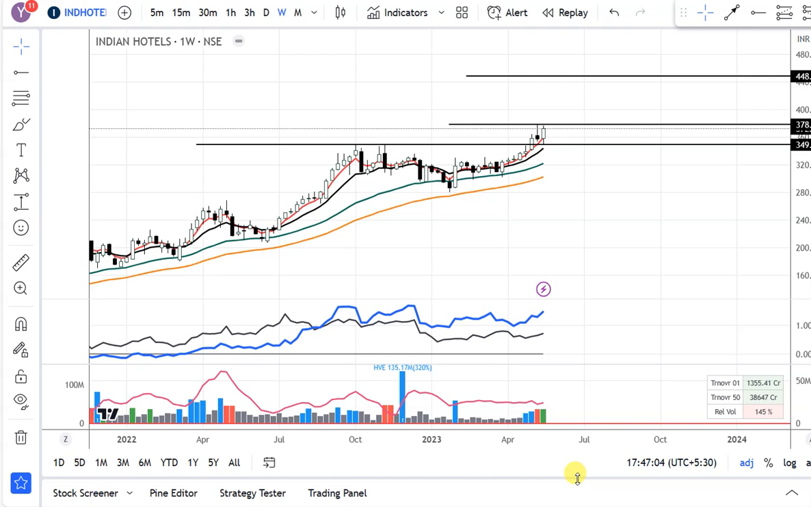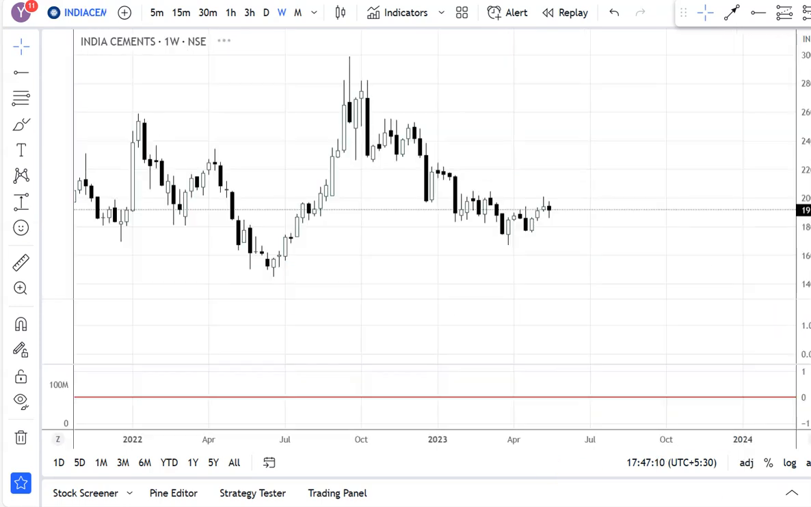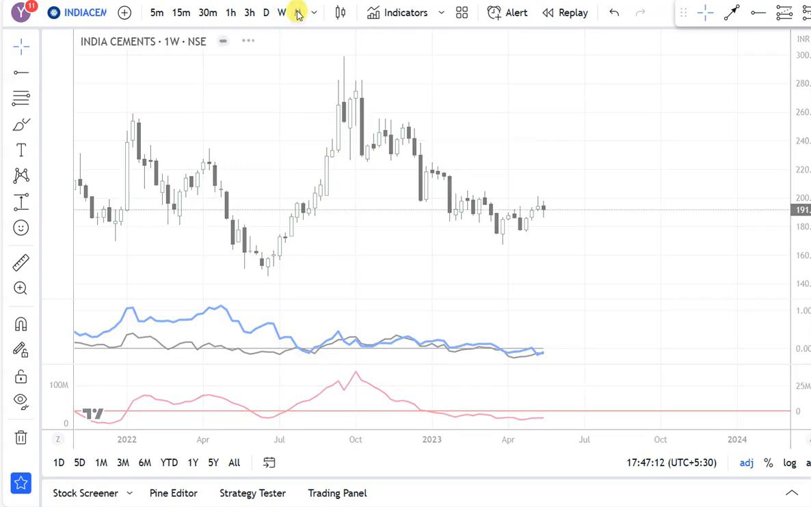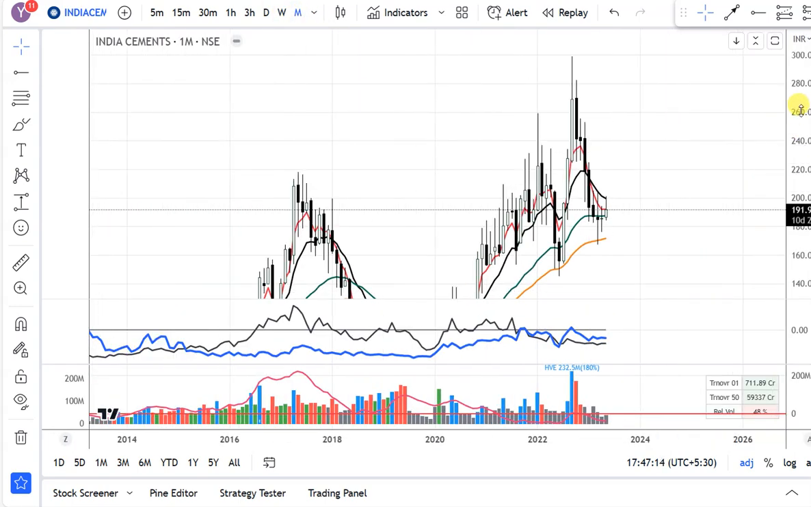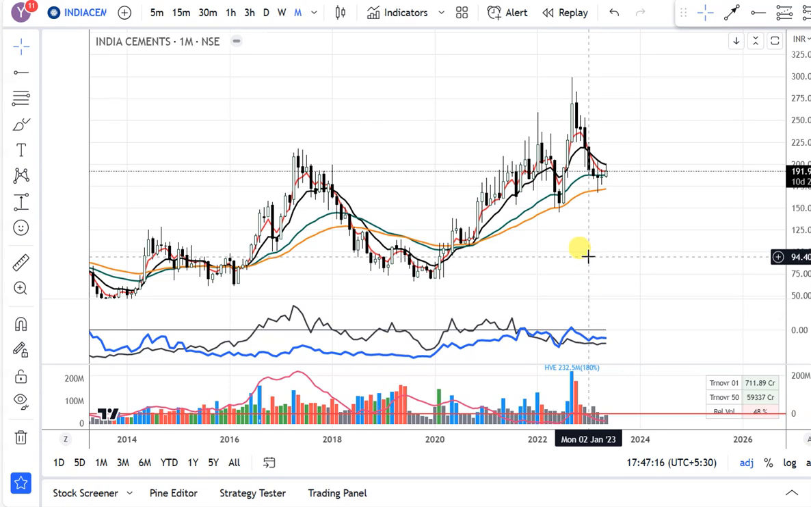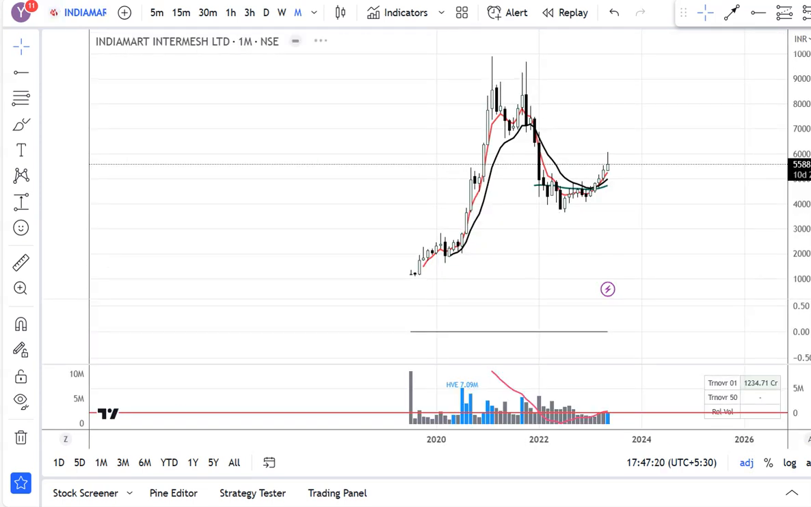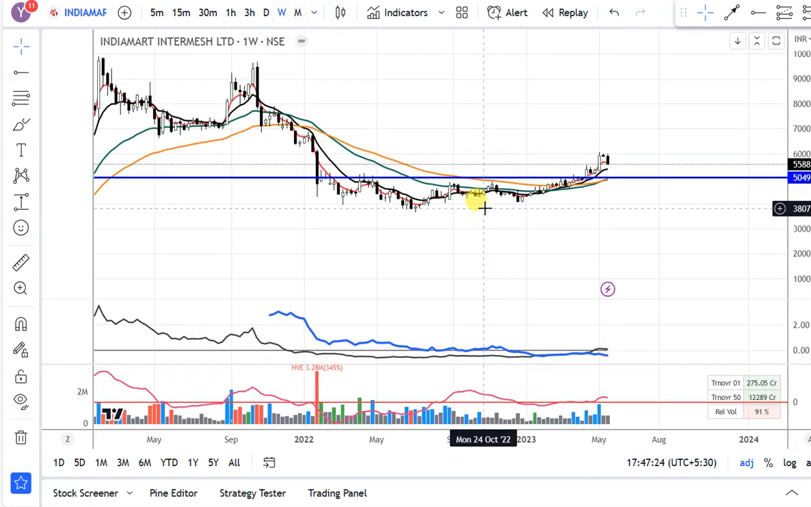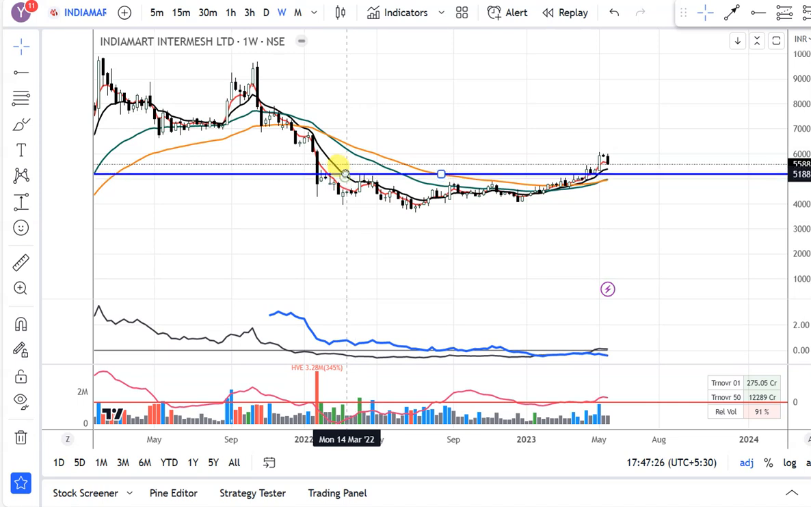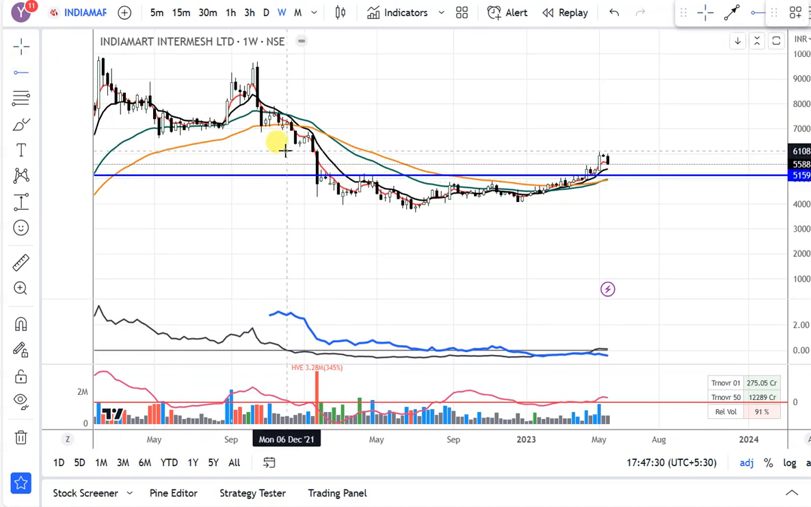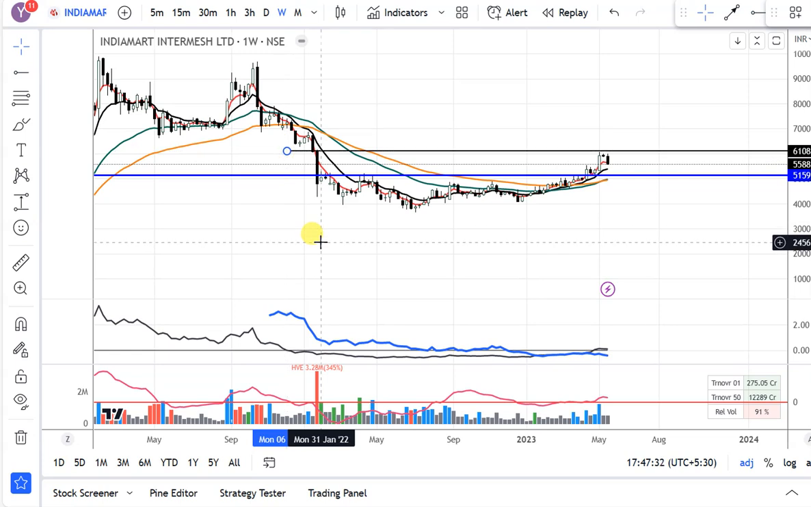India Cement, right now the cement industry is not doing that great, so there is nothing in this. India Mart, a strong rally came, and above this the weakness came from this candle. So we will see how the candle performs after this 610 level, and let's wait for it to breach and then we'll decide.